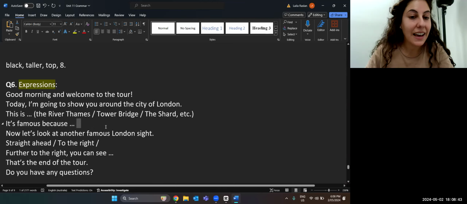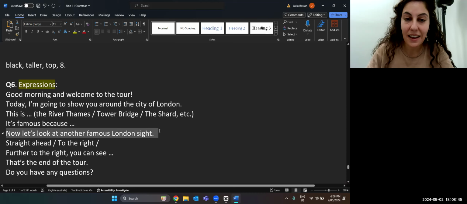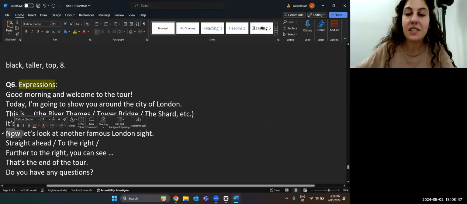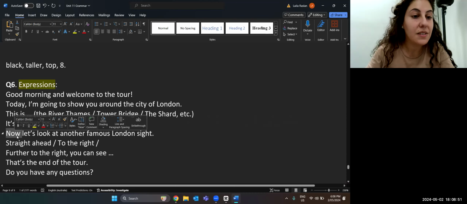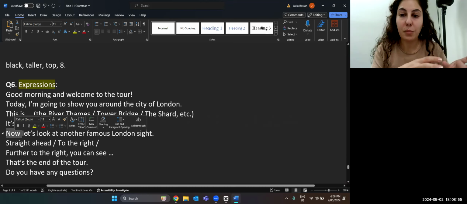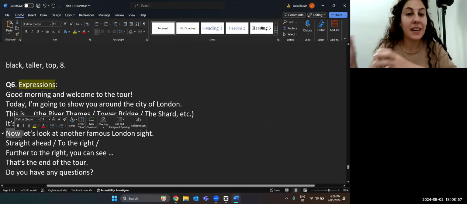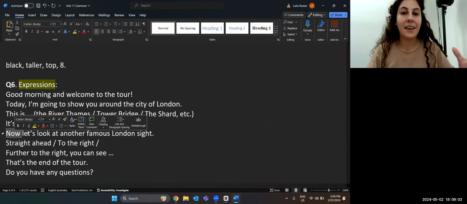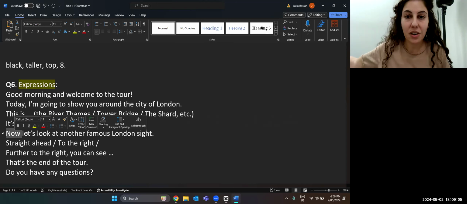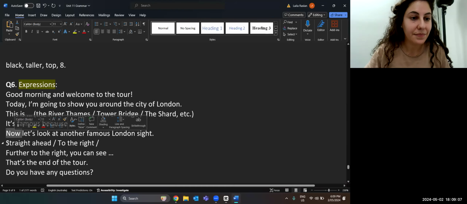Now let's look at another famous London site. So when he wants to talk about a different building, he now says, now let's. So he's moving from one topic to another. So you don't want to just quickly talk about the next building. You want to let the people know, okay, now I'm going to talk about another building.